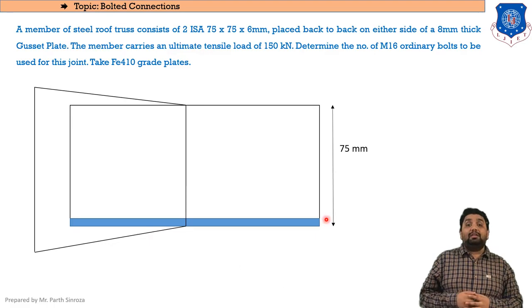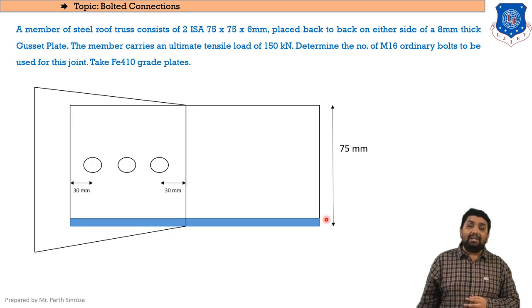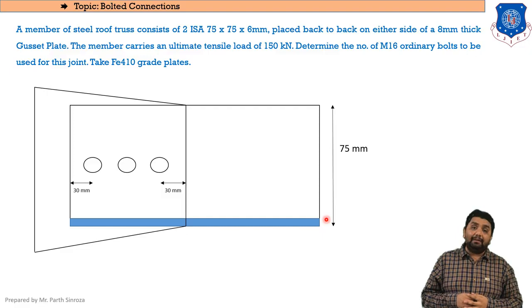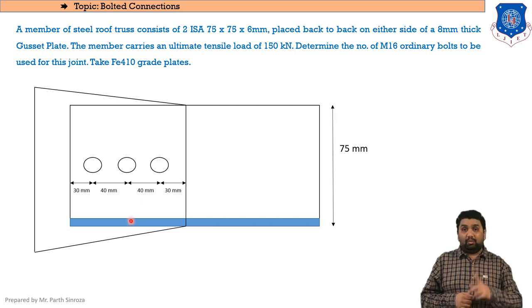So now the number of bolts comes out to be 3. Placing them here, we will now finalize the distances. E, as you can see, is the end distance. E comes out to be 30 mm, and p, that is the center to center distance, comes out to be 40 mm. So this is the final figure that you need to draw in your examination. It carries 1 mark. Yeah?